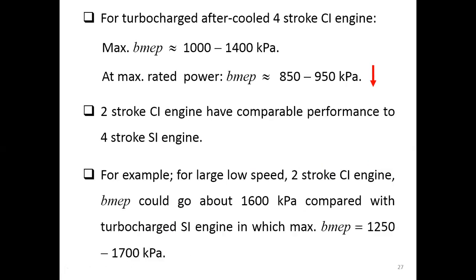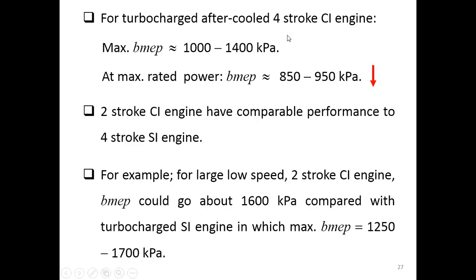For turbocharged with aftercooling, you compress the air and then let the air flow through the intercooler to reduce the temperature. Then your maximum brake mean effective pressure will be about 1000 to 1400, and at maximum rated power, the brake mean effective pressure will be about 850 to 950 kilopascals, lower.